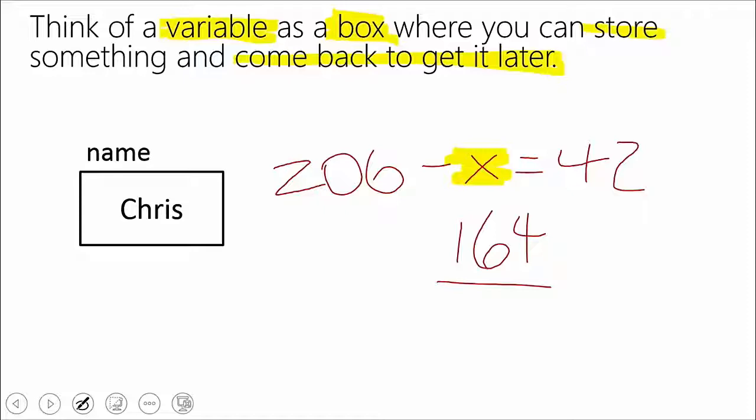But in any event, what you're going to notice is that x is a placeholder. So what's a variable? It's a placeholder. It's a box. Whatever analogy it is that you like there, whatever it is that's going to help make it stick for you, I want you to go with that. So it's something where you can store it and come back to it later.